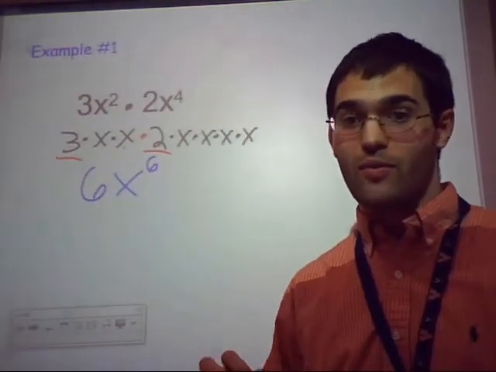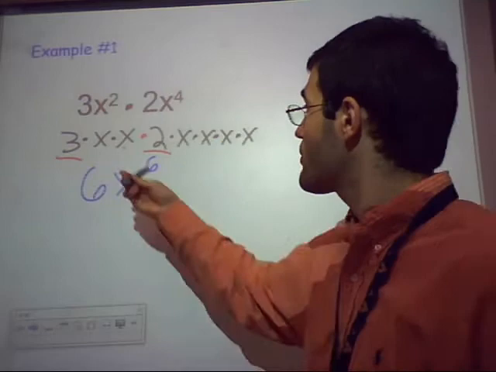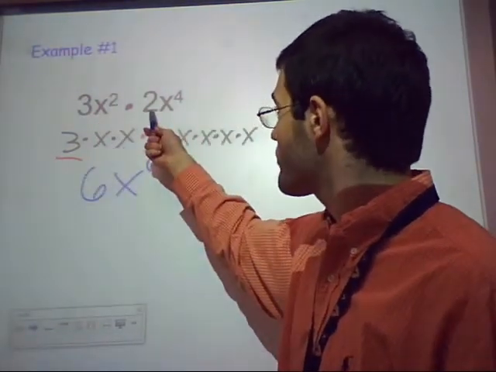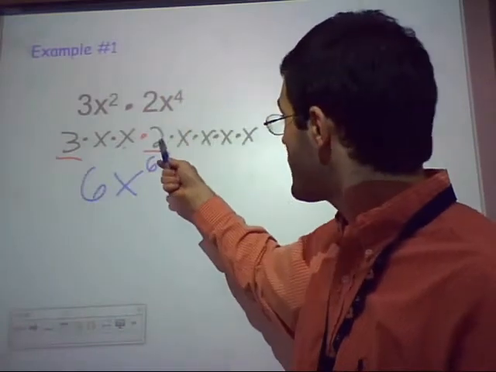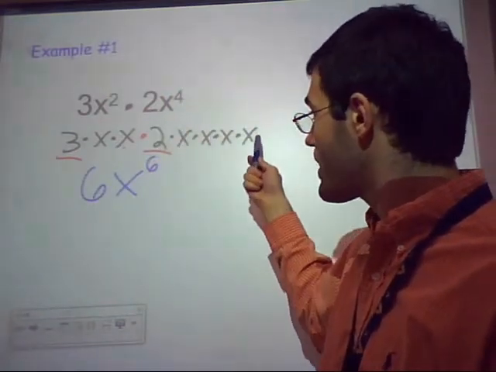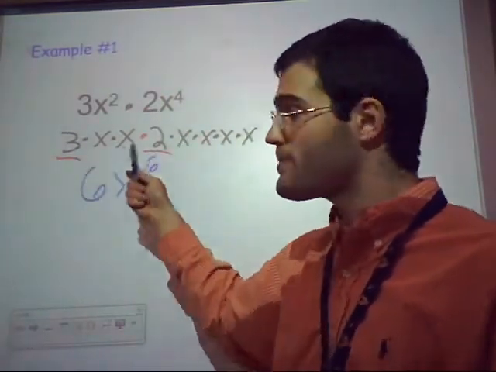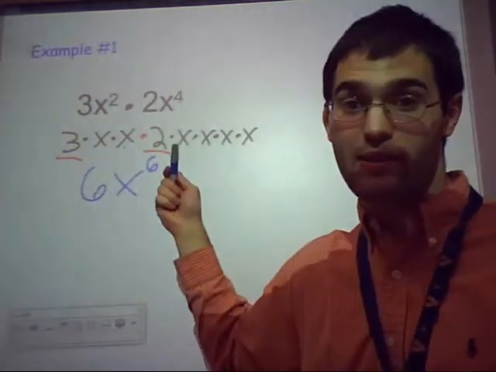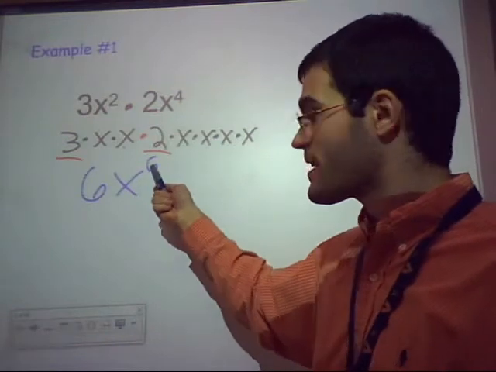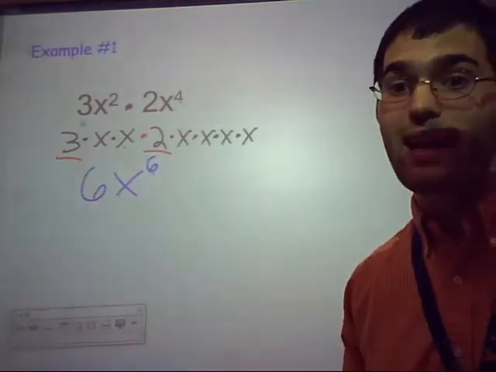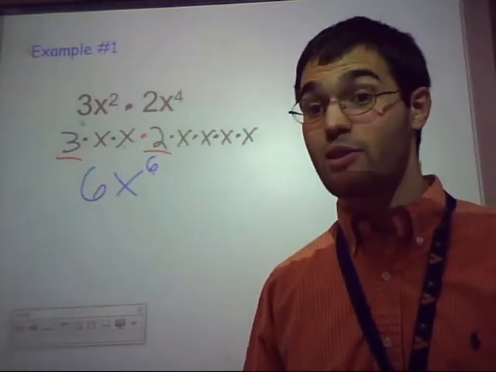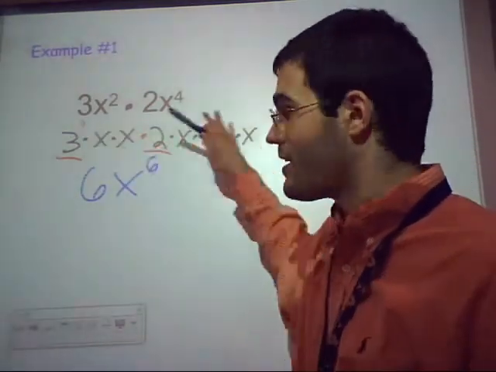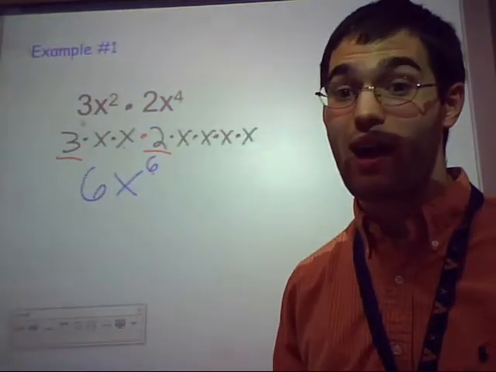Okay? So let's go back to what we did. We rewrote 3x squared as 3 times x times x, and we rewrote 2x to the 4th as 2 times x times x times x times x. 3 times 2 gives us 6, and then we realized that since we had 6 total x's being multiplied, that's the same thing as x to the 6. But notice, this takes a little bit of time and a little bit of work. So if we could find a shortcut to eliminate this step of writing it all out, that would be really good.